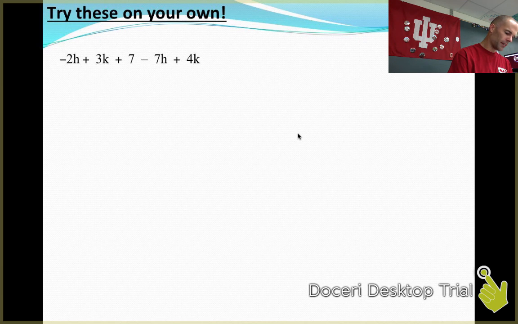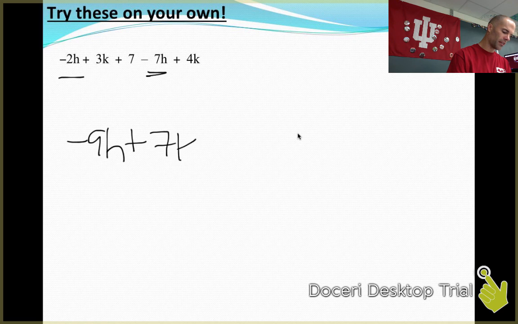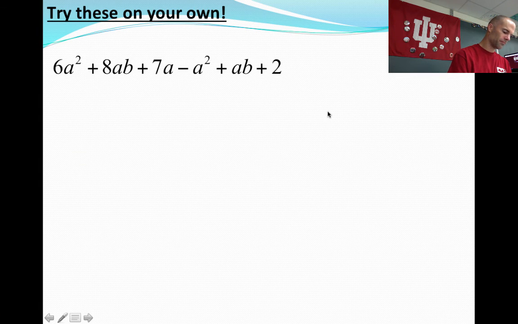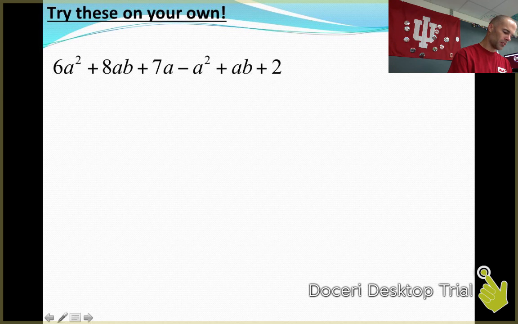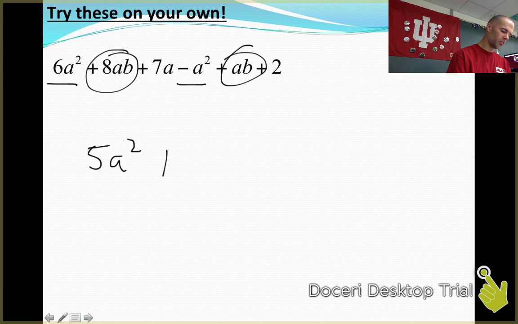So you've got a negative 2h minus 7h gives you negative 9h. 3k plus 4k gives you 7k, and then you got your lonely constant 7. So you've got 6a squared minus a squared gives you 5a squared. 8ab plus 1ab gives you 9ab plus 7a plus 2.